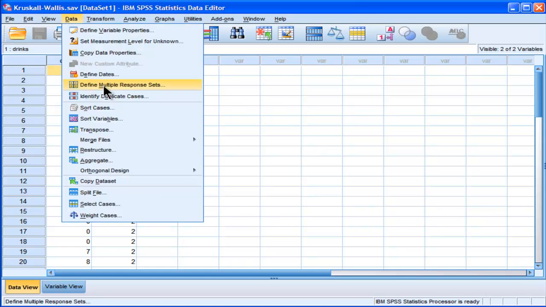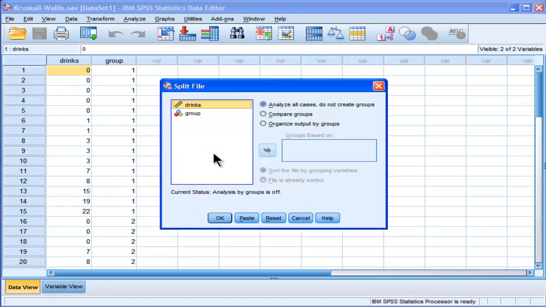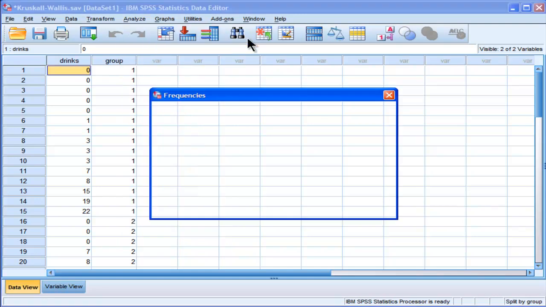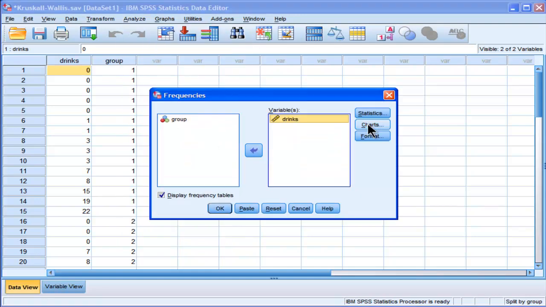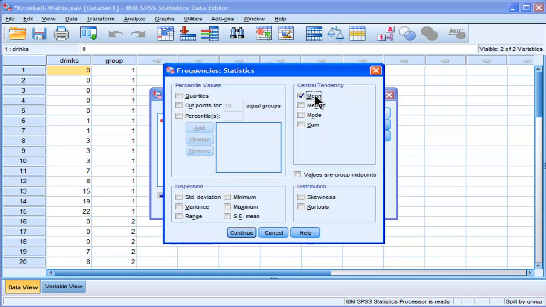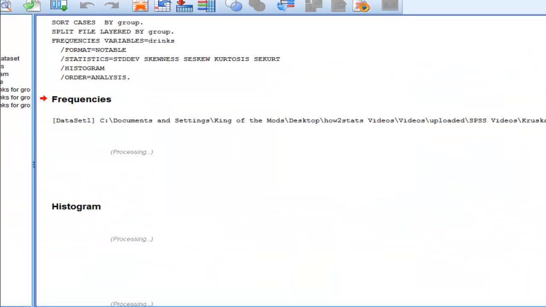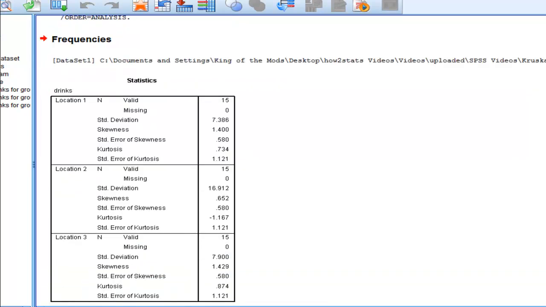I'm just going to very quickly look at these data. I'm going to split the groups so that I can look at the data in a split form easily. So I'm going to go into descriptives, and I'm going to look at drinks, and I'm going to look at a histogram, and actually I'm probably going to look at the skew and kurtosis, and maybe the standard deviation. Okay, so here are the data in descriptive statistic form.